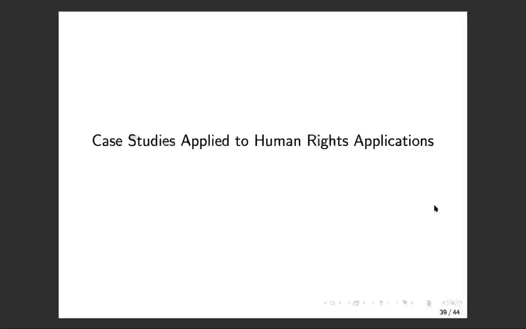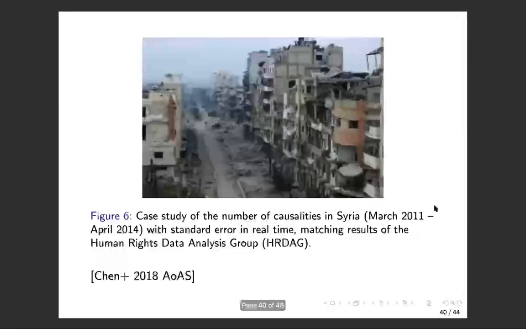Now I'm going to briefly talk about some case studies that have been applied to human rights applications. This has been a focus of my work and something that's been very important to me. I looked at a case study of the number of casualties in Syria with Betty Chin and Anshumali Shrivastava from March 2011 to April 2014, where we found the standard error in real time. This matched the results of the Human Rights Data Analysis Group, HRDAG, and was a paper that appeared in the Annals of Applied Statistics. This is something that I would very much like to come back to and restudy with updated data.